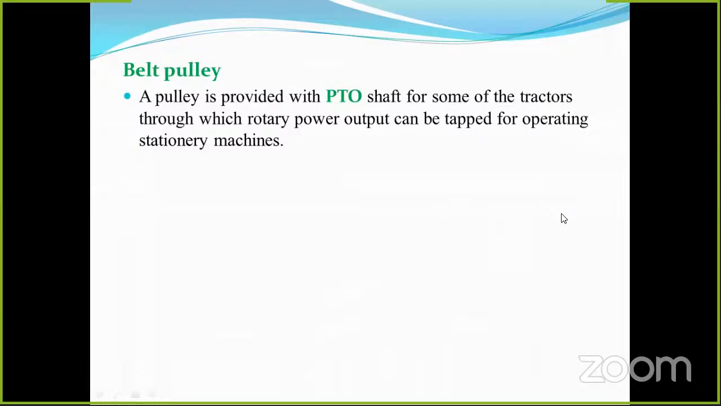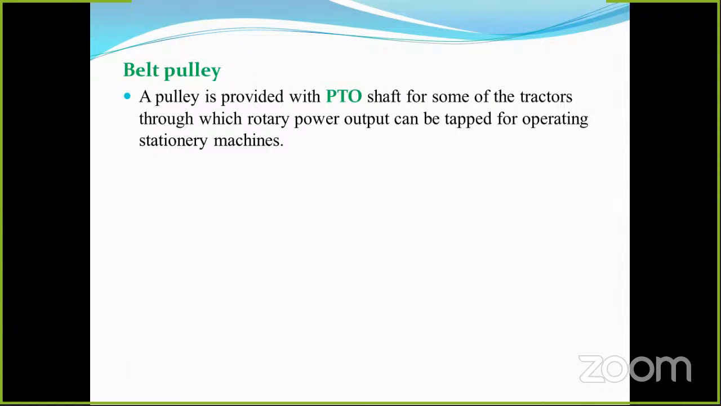Next, belt and pulley. Nowadays they are not used. Belt and pulley means a belt will be attached to the flywheel. One end of the belt will have the flywheel and the other end will have whatever we are utilizing.